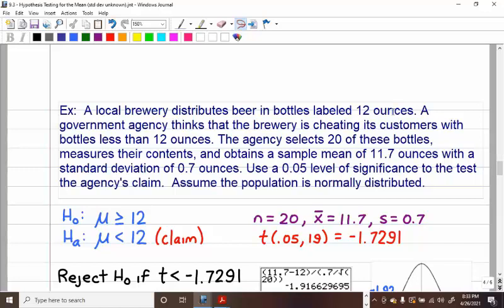A local brewery distributes beer in bottles labeled 12 ounces. A government agency thinks that the brewery is cheating its customers with bottles less than 12 ounces.